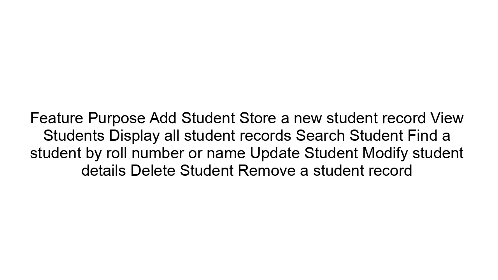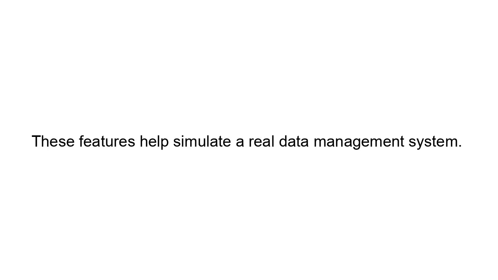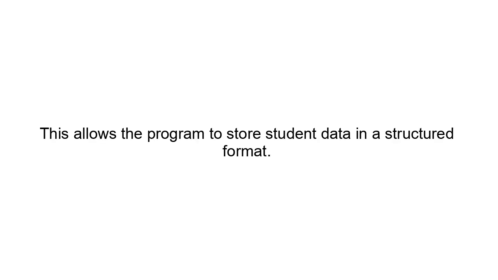Example student record. A student record may include name: Alice, roll_no: 101, marks: 85, inside curly brackets. This allows the program to store student data in a structured format. Simple student management system example in Python. Here is a basic version.